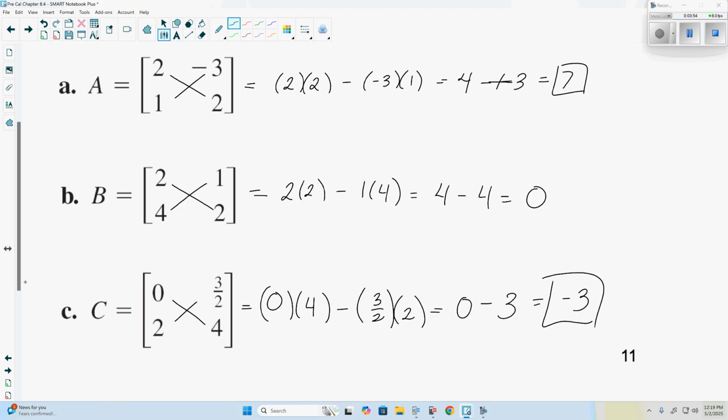Questions on determinants? They're not too bad.